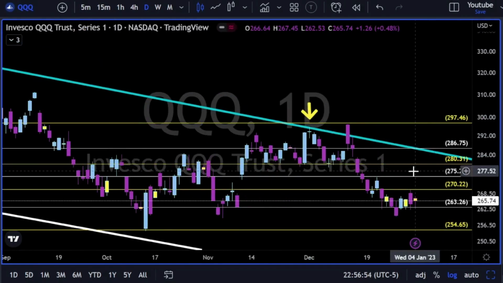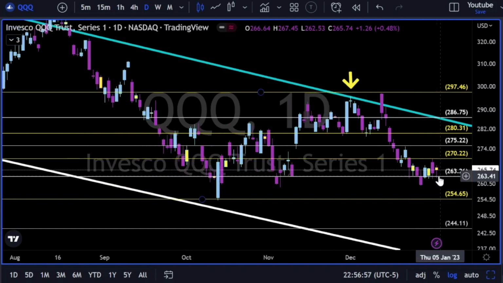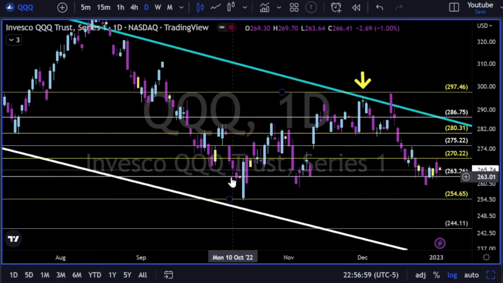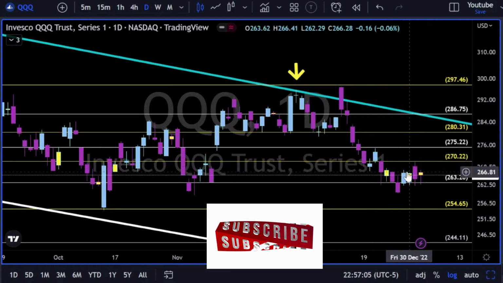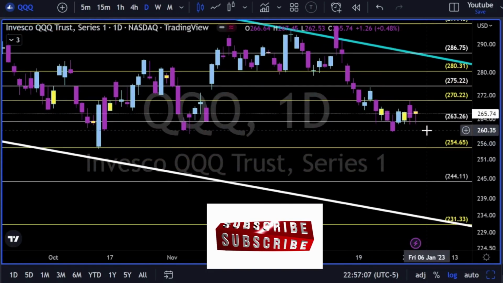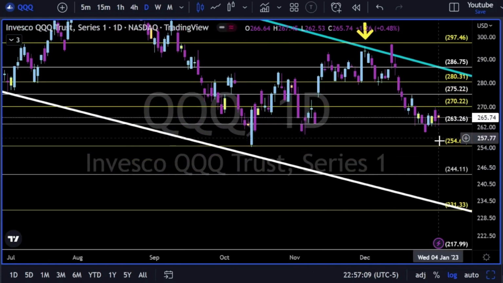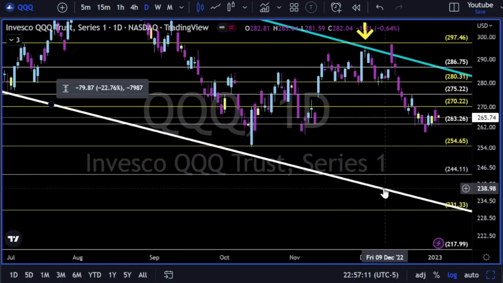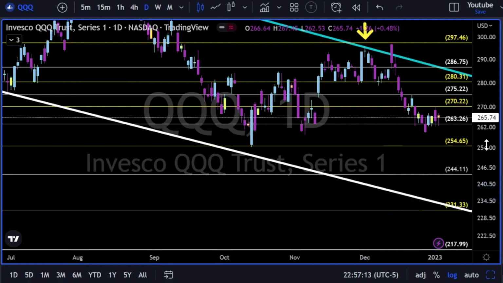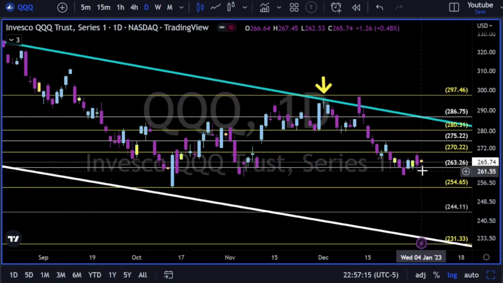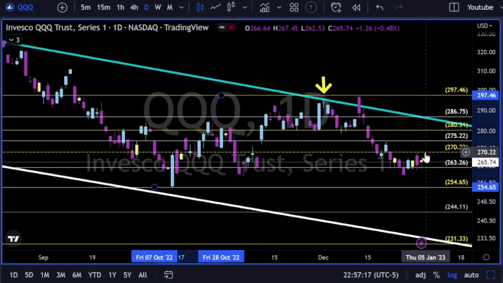QQQ holding above the 264 area because it was a support during October and November. Now it's also support in the last few sessions. Breaking below, we have support levels to the downside and this trend line here, and breaking to the upside, we have resistance areas, resistance levels for future price action.